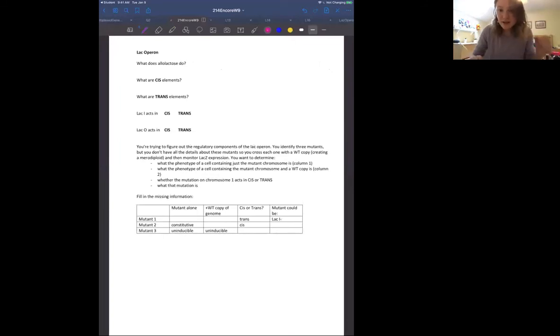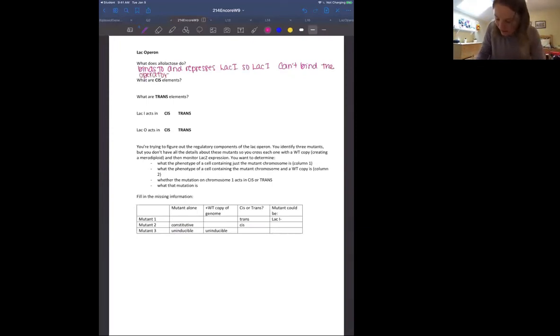So definitions for these are going to be posted on the key, but I realized there was an error in the key that I posted, where I wrote that allolactose binds to and represses lac-I so lac-I can bind the operator, but it should have said binds to and represses lac-I so lac-I can't bind the operator.